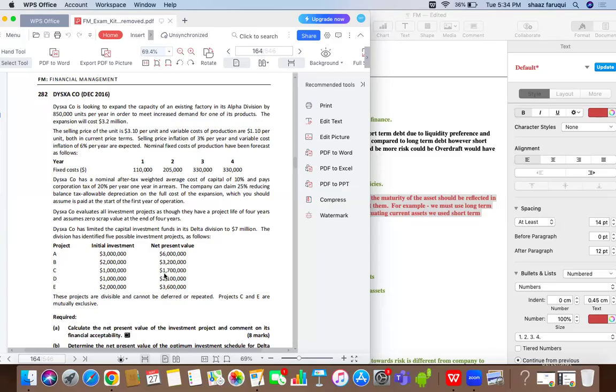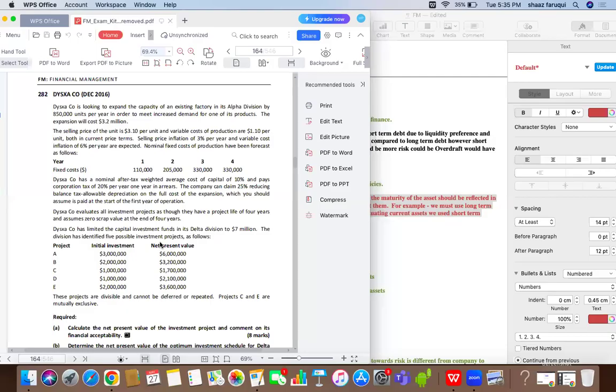Initial investment, net present value by 800 to meet increased demand. The expansion will cost 3.2 million. The selling price of the unit is 3.1 and variable costs are 1.1. Selling price inflation of 3% per year and variable cost inflation of 6%. Nominal fixed costs of production have been forecast. ACCA has a nominal after-tax weighted average cost of capital of 10%.